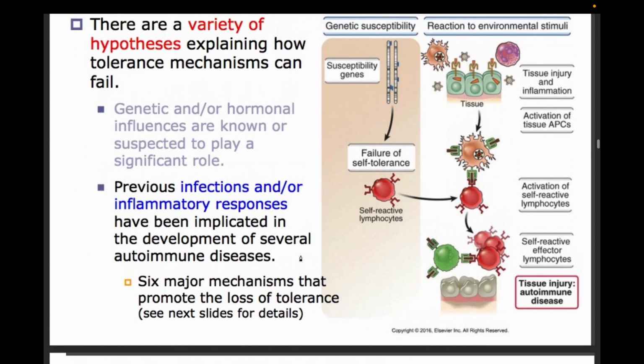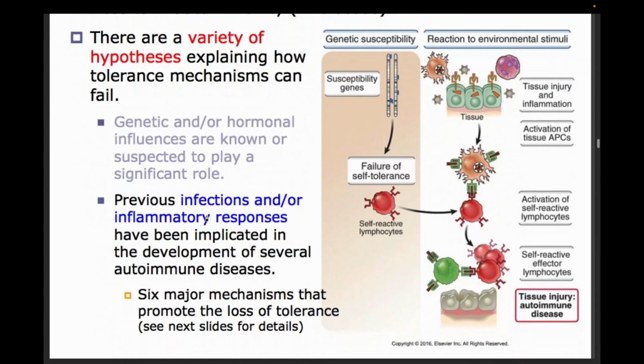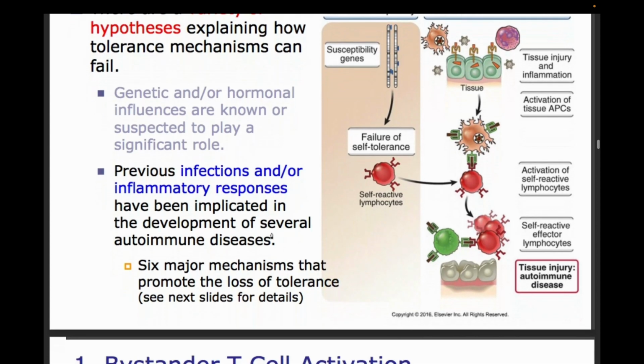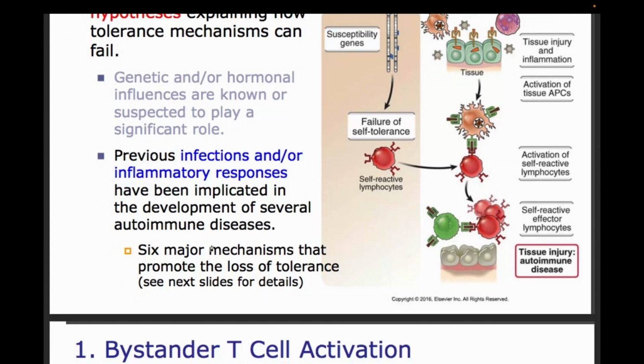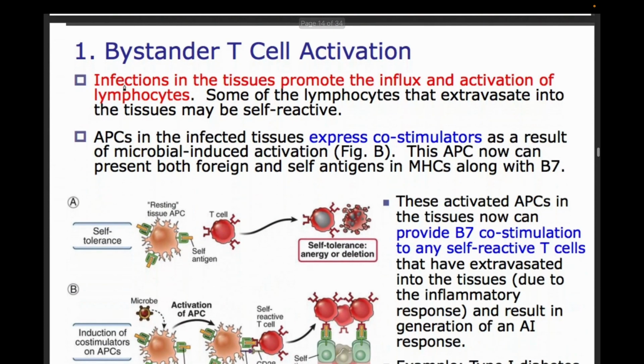The second hypothesis when it comes to loss of self-tolerance is previous infections and or inflammatory responses. There are 6 major mechanisms that can promote this loss of tolerance. The first one is bystander T cell activation. What does that mean? If you search the meaning of bystander, it means being in a place or being in an event but you are not part of the event.